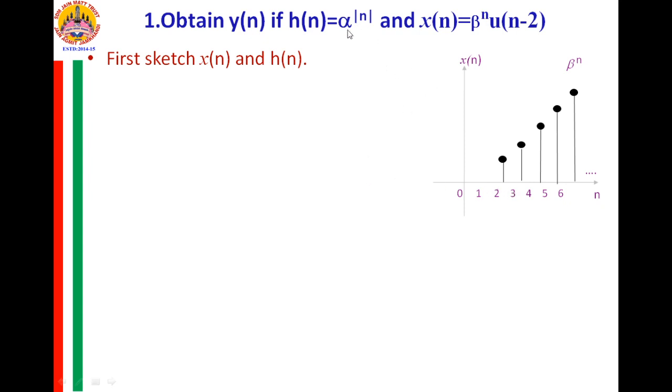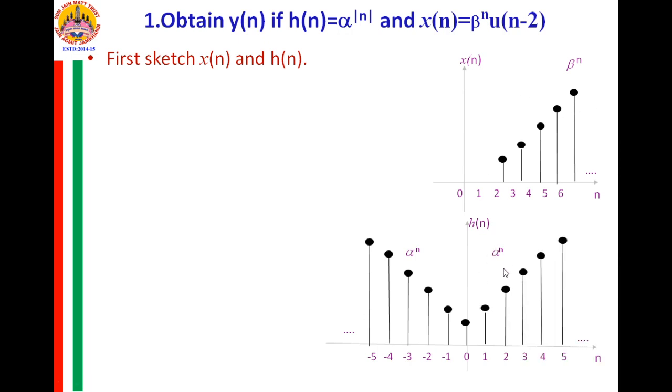And in a similar way, alpha raised to mod n, where the meaning of alpha raised to mod n is h of n is equal to alpha raised to minus n when n is negative and alpha raised to plus n when n is positive. So the sketch of alpha raised to mod n will be somewhat like this. So again alpha is greater than 1. That is what we assume here. So in both cases these are growing exponentials, alpha and beta, towards infinity.